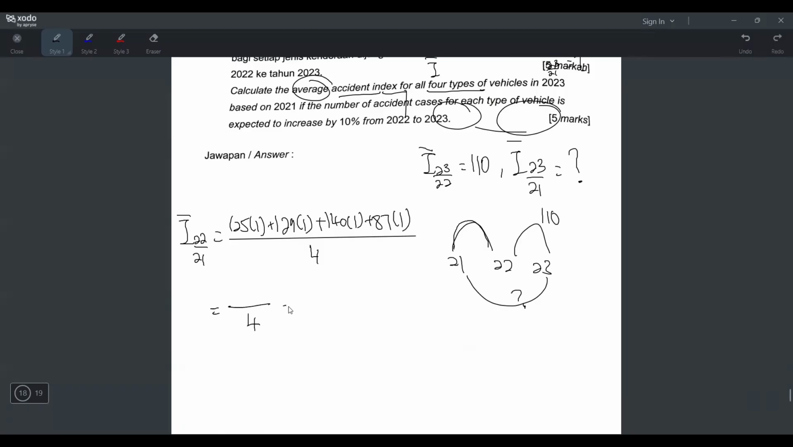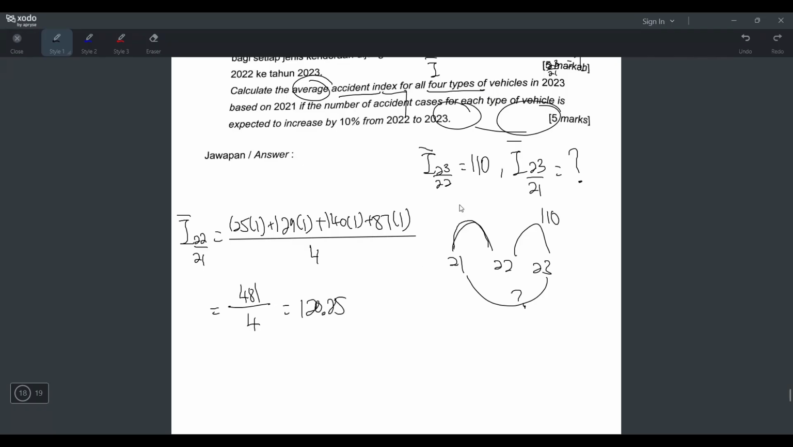Now I press calculator. 125 plus 129 plus 140 plus 87. Okay, 381. Wrong. 125 plus 129 plus 140 plus 87. Okay, 481. And then divide 4, 120.25. But this is the composite index. This is the composite index.